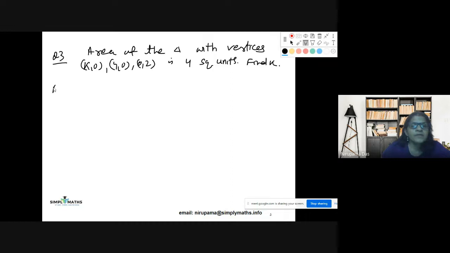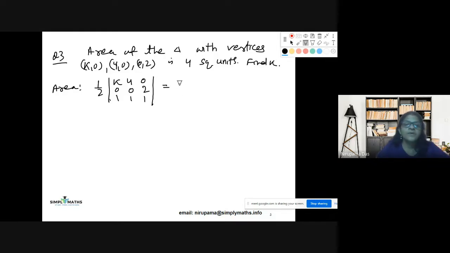Now let us find the area, that is half of the determinant. You may write the formula or do it directly. Here x1, x2, x3 are k, 4, 0. You may write column-wise or row-wise, no restriction. Then 0, 0, 2, then 1, 1, 1. Okay, that is equal to what?